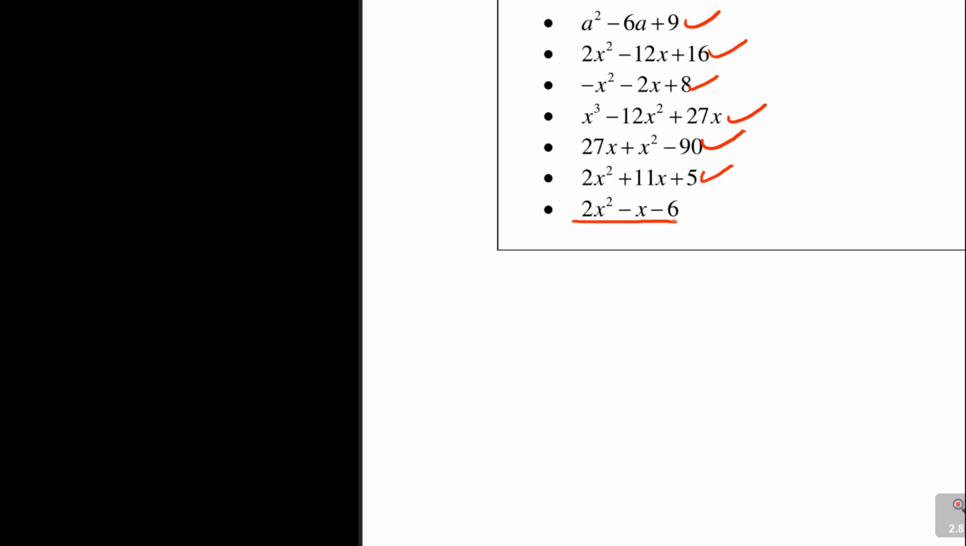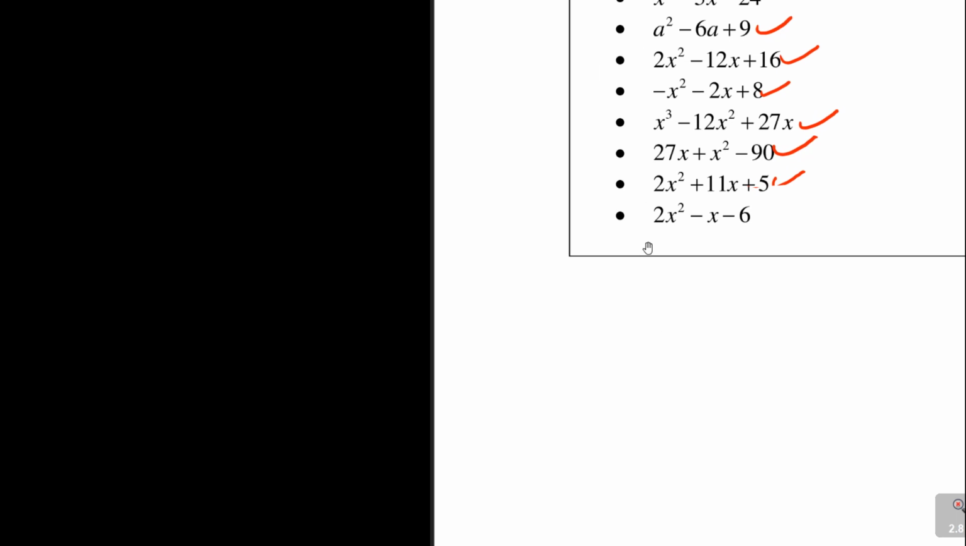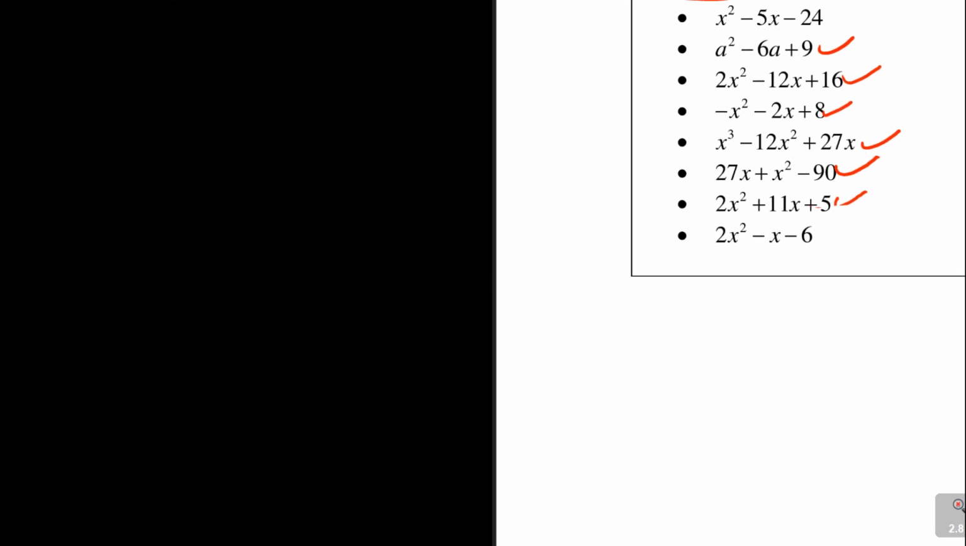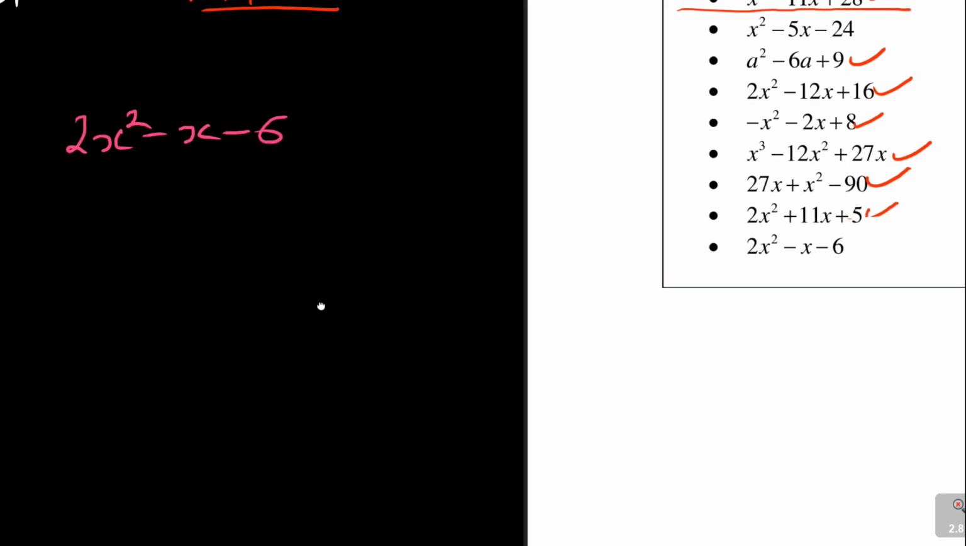Now try this one. Try it for me. It says what? Try it. 2x squared minus x minus 6. Can you try that and see what it gives you? So you pause this video, you try it, and then compare your answer. What is it saying here? It is saying 2x squared minus x minus 6. Can you try it, please?